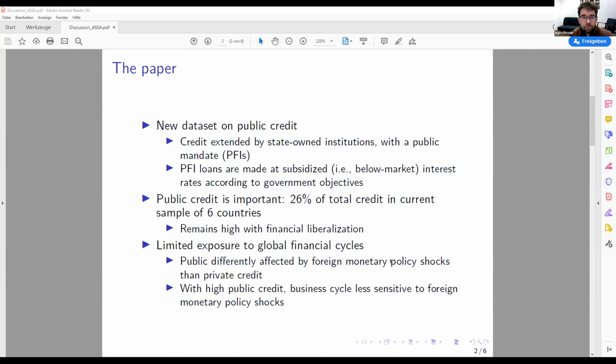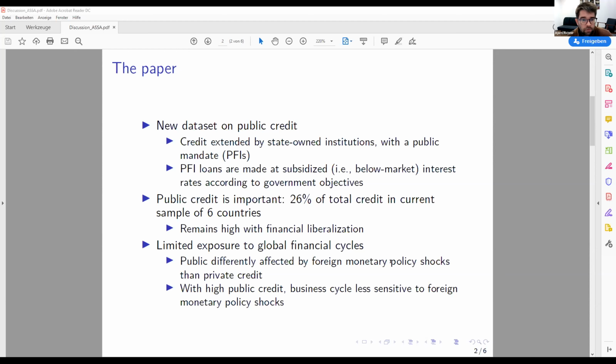So basically, the idea is to construct a data set on public credit, where public credit is defined as credit extended by state-owned institutions that have a public mandate. And then normally what happens is that these loans extended by these institutions will be subsidized in some way, meaning that the interest rate will be below market rates. And this will happen according to some government objectives that we don't know here, but may relate to the support for some industries at the moment, maybe green industries or something like that.